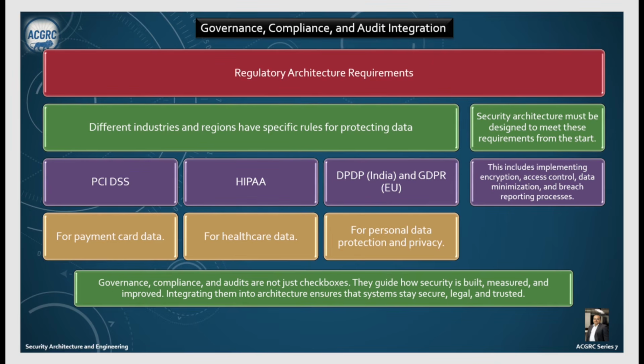Regulatory architecture requirements. Different industries and regions have specific rules for protecting data. PCI DSS is focused on payments and card data, HIPAA is for healthcare data, and DPDP of India or GDPR of the EU is for personal data protection and privacy. Security architecture must be designed to meet these requirements from the start. This includes implementing encryption, access control, data minimization, and breach reporting processes.